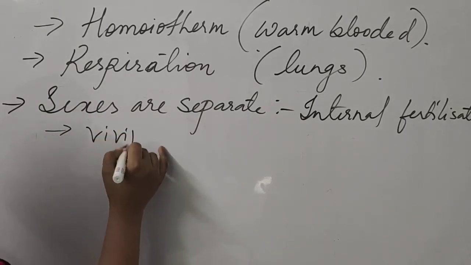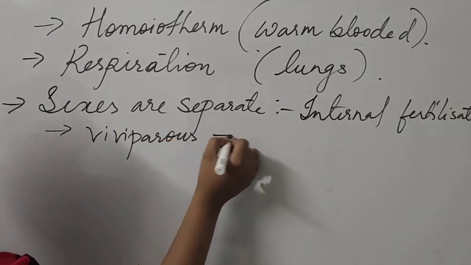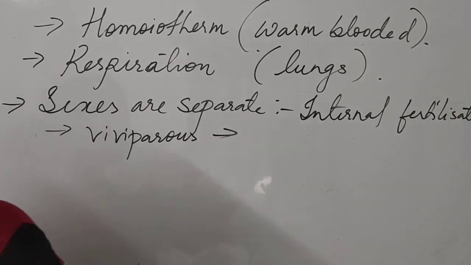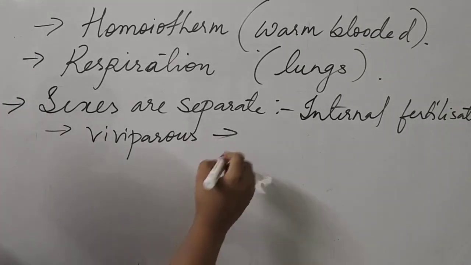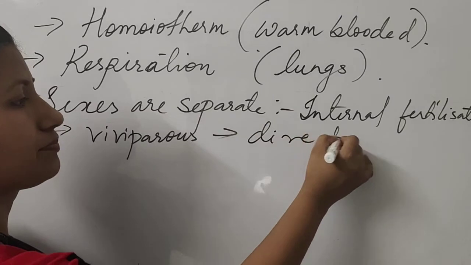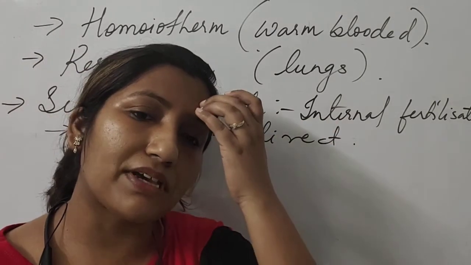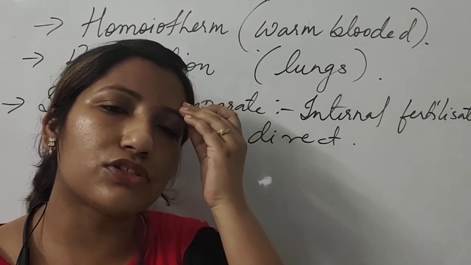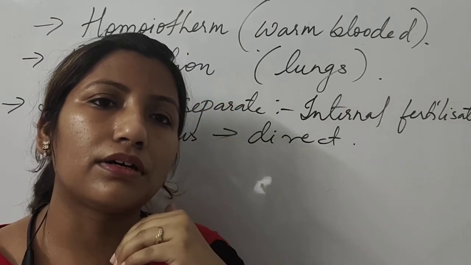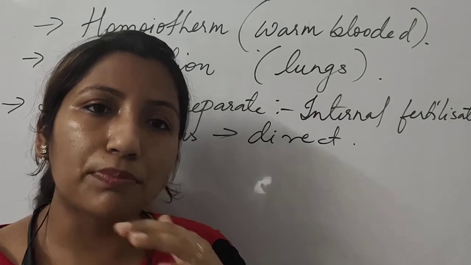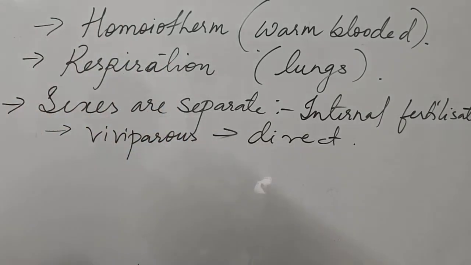And mammals are viviparous. Viviparous means we give birth to young ones, alright? And the development is direct. Direct development refers to the absence of metamorphosis, where there is no larval stage or pupal stage, okay?